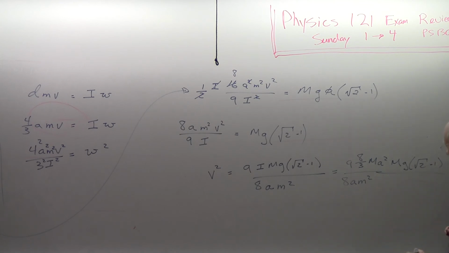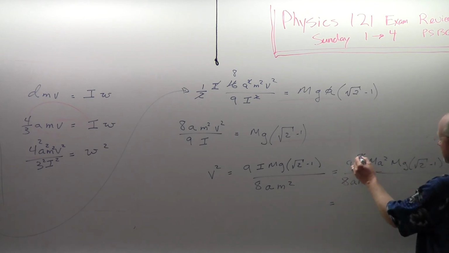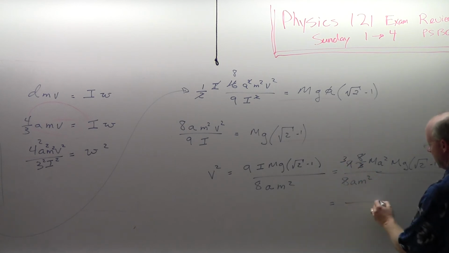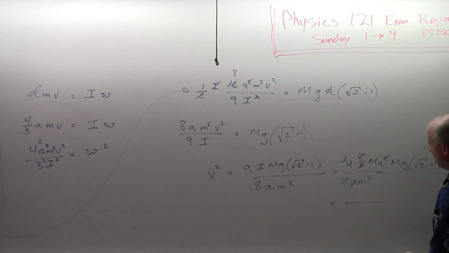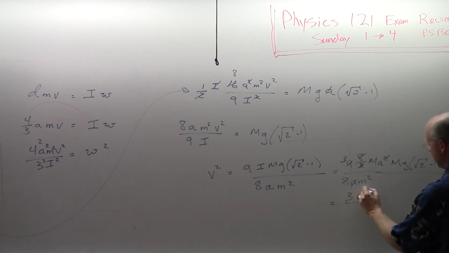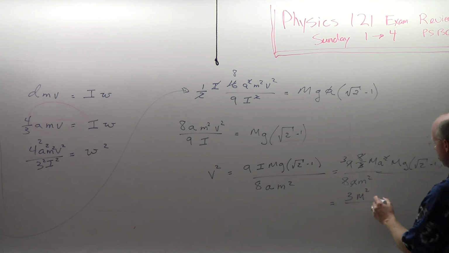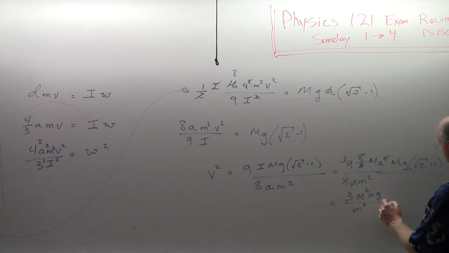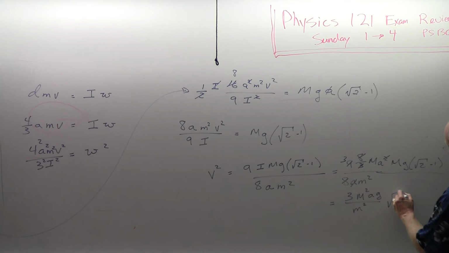Whew. All right, now, the 8 cancels with the 8. Yay! The 3 cancels a little bit, and I've got that. The A cancels with that A. Anything else? I think that's it, right? So there's the 3. There's the capital M squared. There's an A. There's a G. There's an M squared. There is a root 2 minus 1.